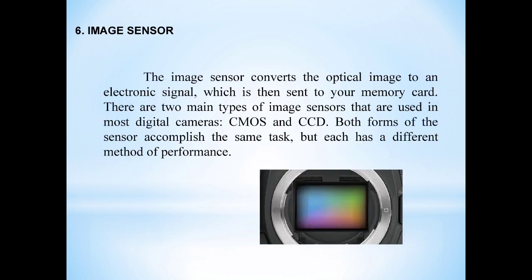Next is the image sensor. An image sensor converts the optical image into an electronic signal, which is then sent to your memory card. There are two types of image sensors that are usually used in digital cameras, that is CMOS and CCD. Both image sensors accomplish the same task, but each has a different method of performance.